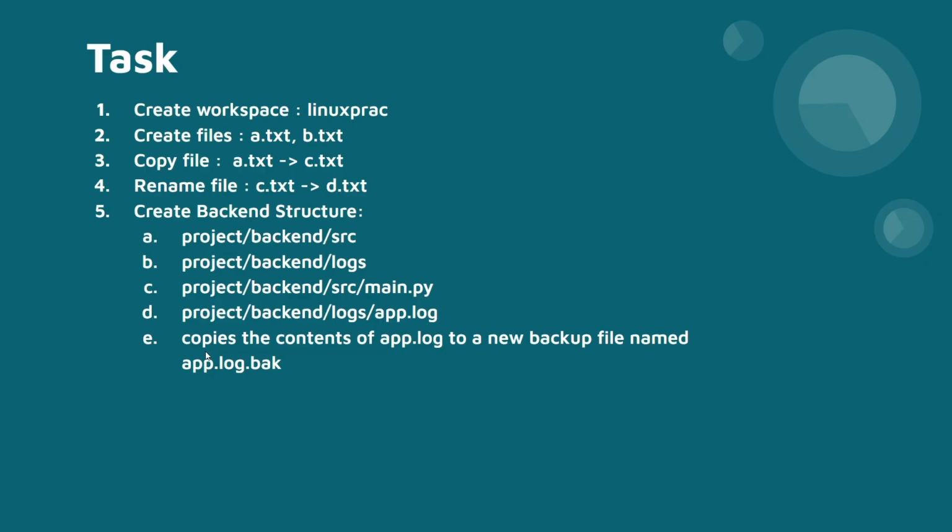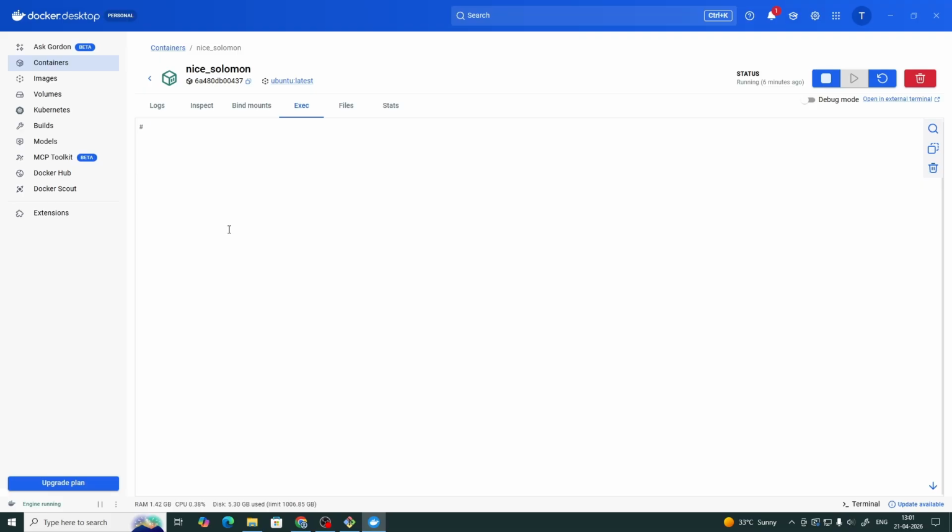Now, as a last task, you need to copy the content of app.log to a new backup file named app.log.backup. So that means a backup file. So this is like a production way. We always try to create our backup file, right? Since we need to copy the content of app.log to the backup file, we need to use the cp command.